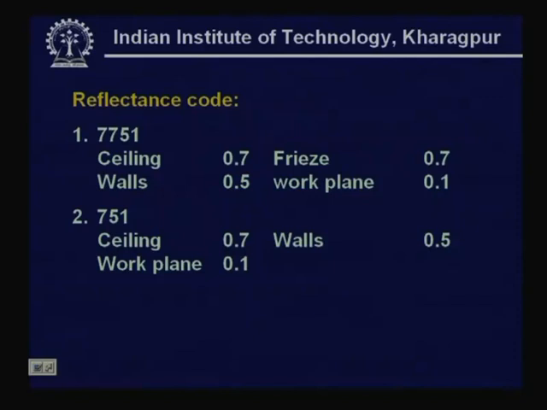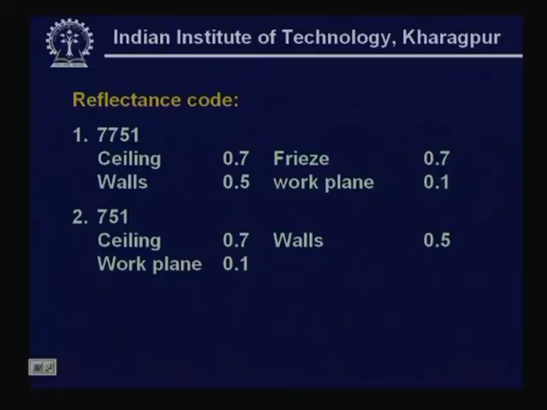In case the lamp is mounted or recessed in the ceiling, one cannot have a 4-digit reflectance. It is a 3-digit one. For instance, here we have 751, meaning the ceiling has a reflectance of 0.7, walls about 0.5, and the work plane around 0.1. Observe, the work plane should not reflect to that extent. In fact, ideally it should be 0. So, this is how the catalog talks about the codes.